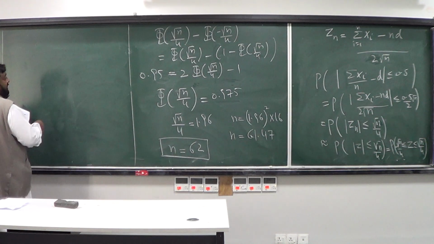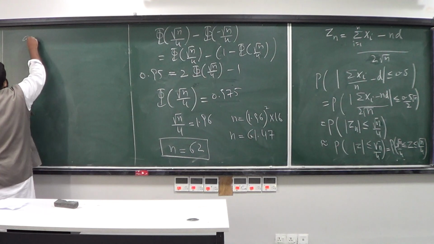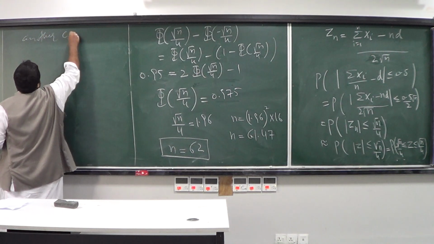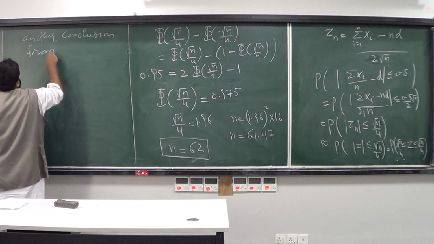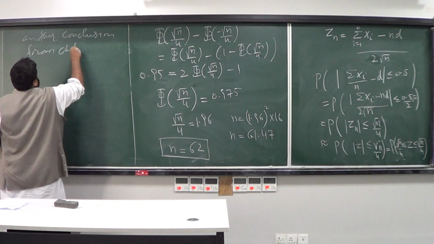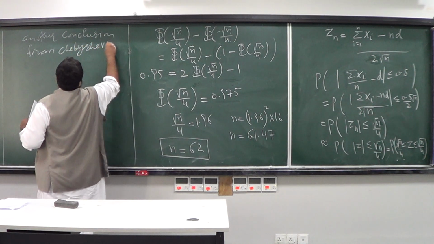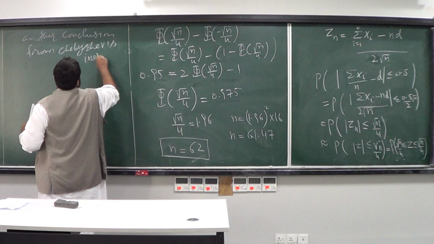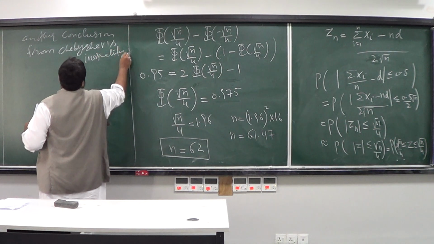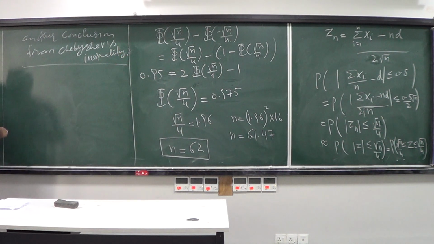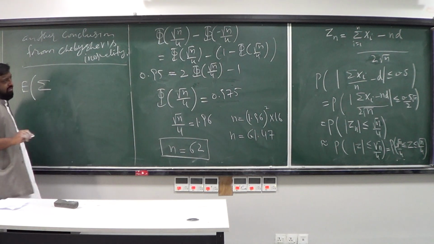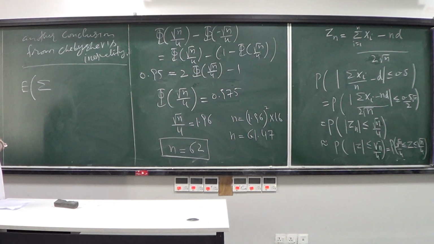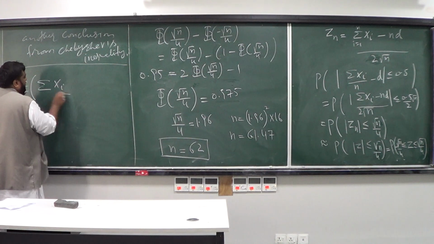So, another conclusion from Chebyshev's inequality. Okay. Let's compute, say, the expectation of the average of the observed distances.